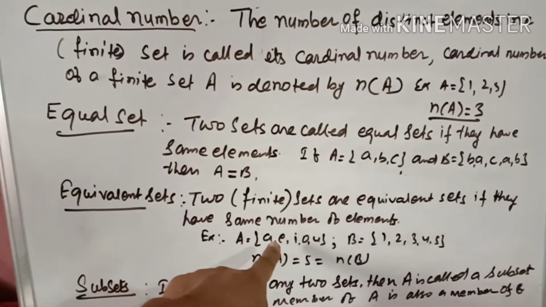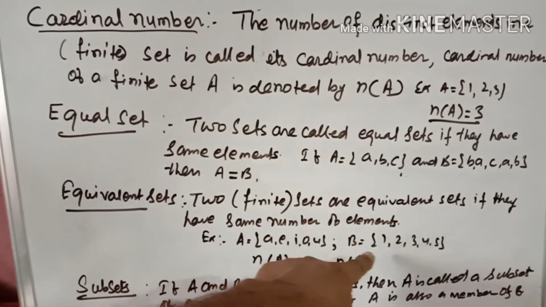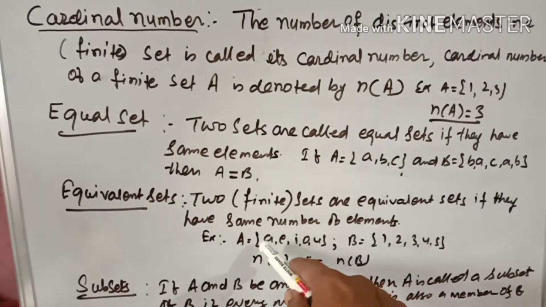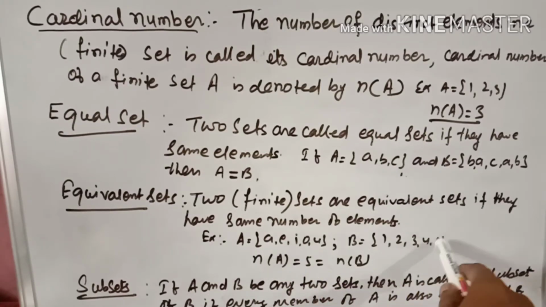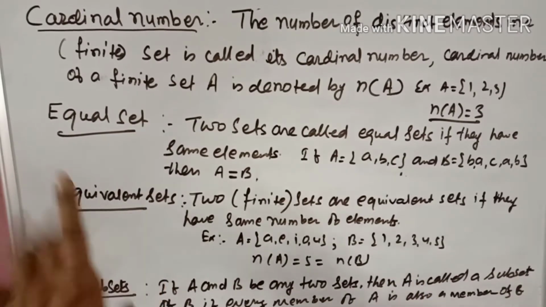Suppose the elements of set A are A, E, I, O, U, and the elements of set B are 1, 2, 3, 4, 5. First of all, how many elements are there? Here 1, 2, 3, 4, 5, and here also 1, 2, 3, 4, 5. So 5 elements are there. Therefore, the cardinal number of A equals the cardinal number of B, so they are equivalent sets.